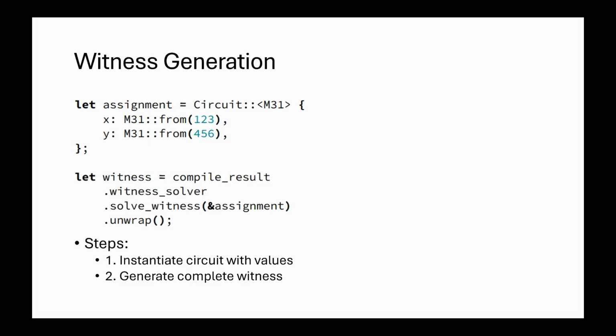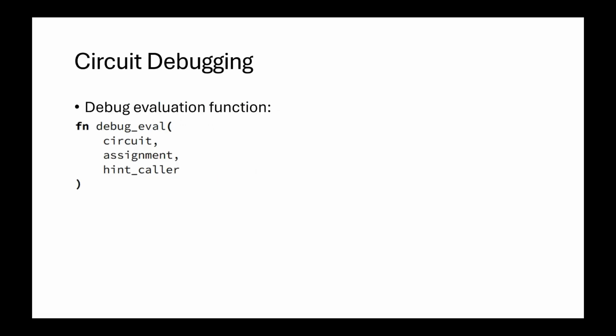Next, we need to generate the witness using the witness solver. It's very simple. We first prepare the assignment and then call the solve witness function. Also, there is a debug eval function. We need to provide our circuit assignment and a hint caller to call it.